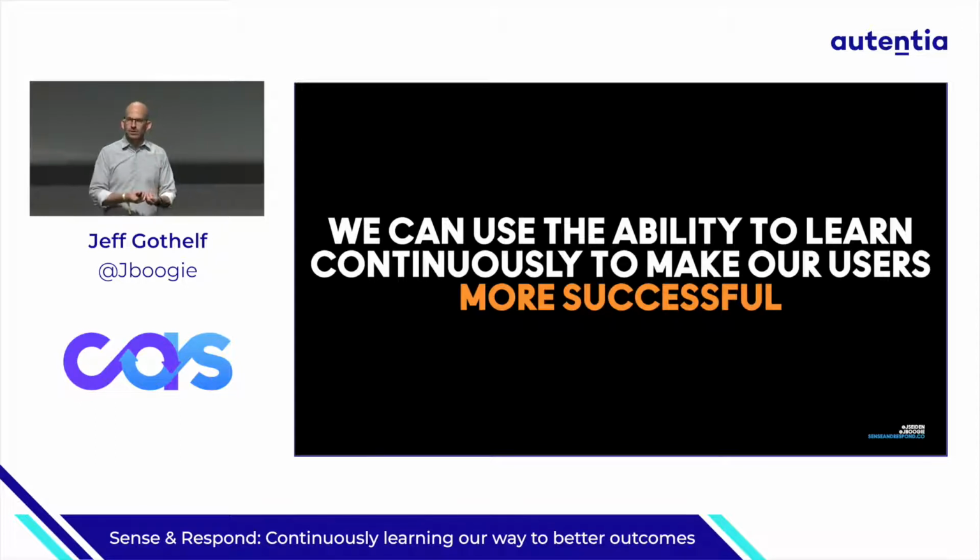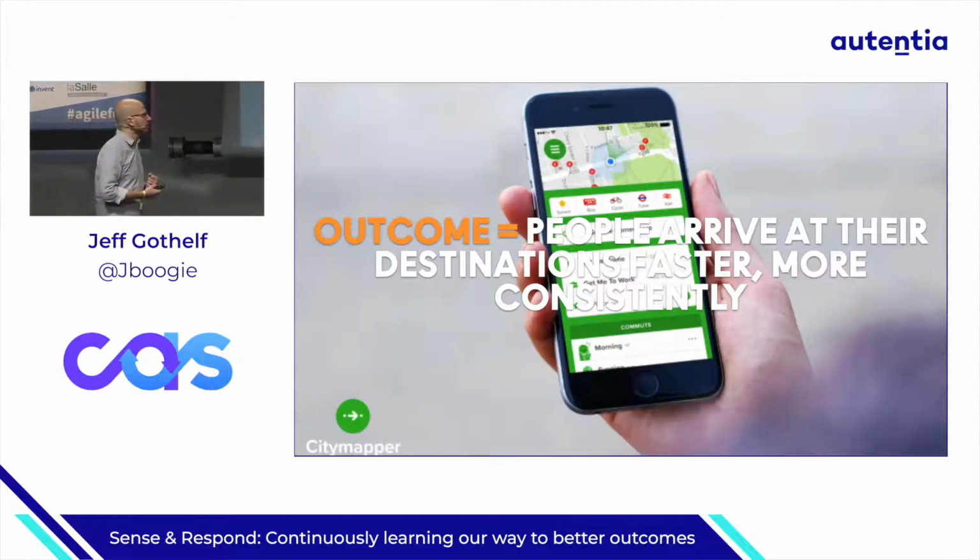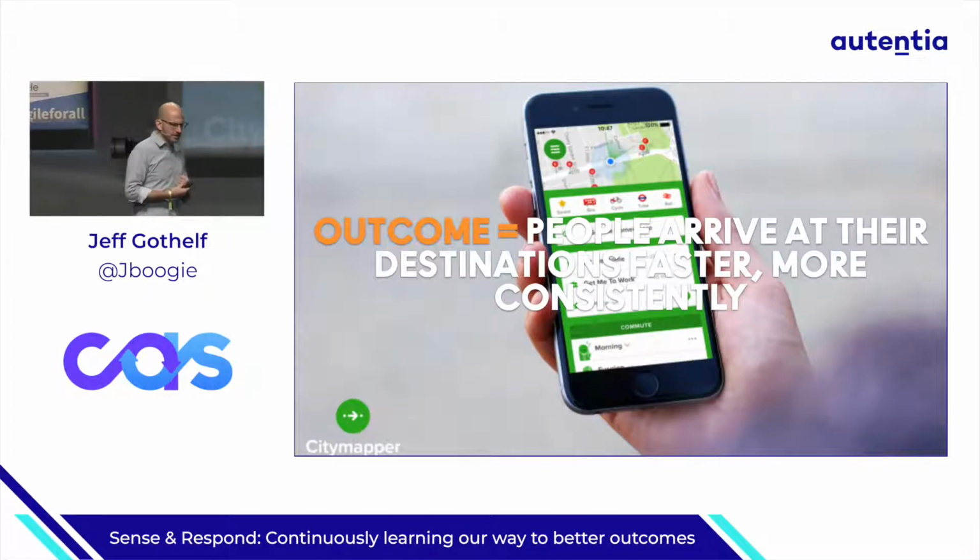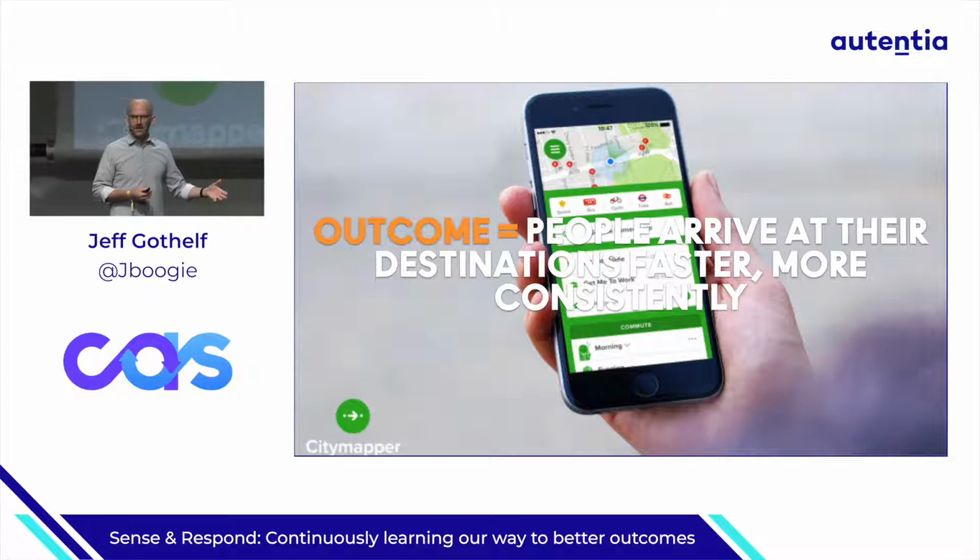The more that we learn, the better we can change course to improve the systems that we make to make our customers and our users more successful. I really like this example. This is Citymapper. Citymapper is a London-based app for navigating major cities every way except driving.